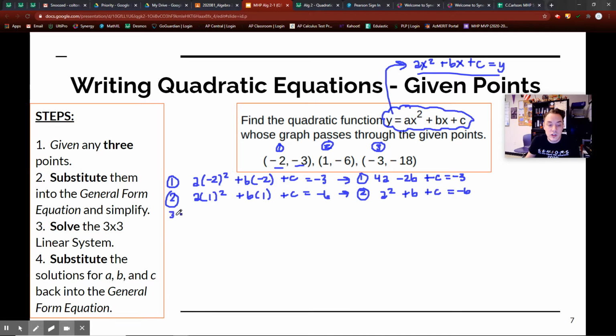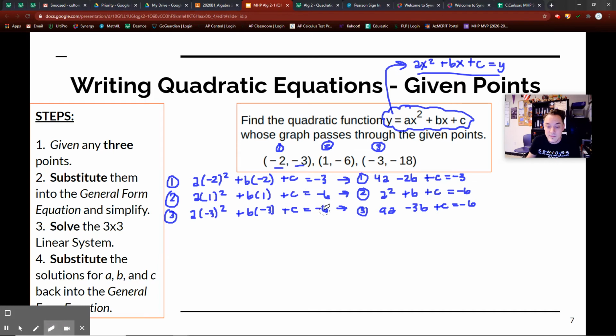And then let's do the third one. So I'm going to take -3 and square that, plus b times -3 plus c equals -6. And then this is my third equation. So -3 squared is 9, so this is 9a, and then minus 3b, and then plus c equals -6. Sorry, not -6, -18. Let me erase that. Almost made an oopsie there. -18.